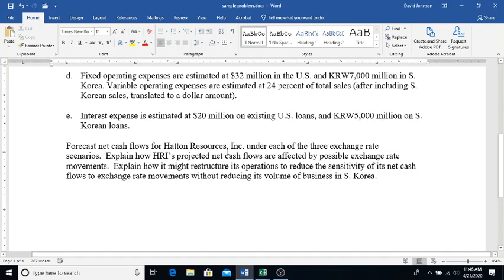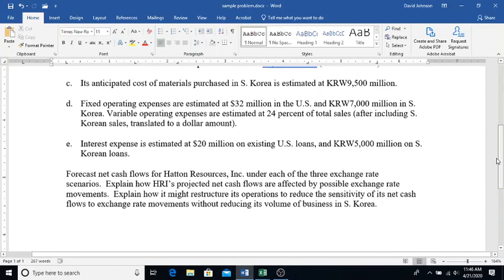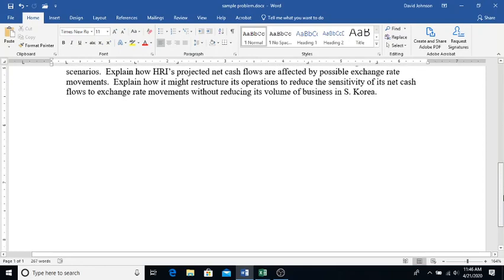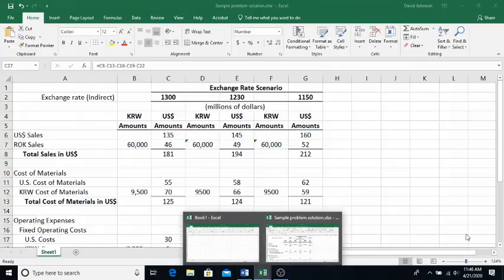Forecast net cash flows for Hatton Resources under each of the three exchange rate scenarios. Explain how HRI's projected net cash flows are affected by possible exchange rate movements, and then explain how it might restructure operations to reduce the sensitivity of net cash flows to exchange rate movements without reducing its volume of business in South Korea, that is, without simply reducing revenues. I'm not sure how this will all turn out since I took an existing problem and kind of played around with it. But let's go ahead to a spreadsheet that I created for this.